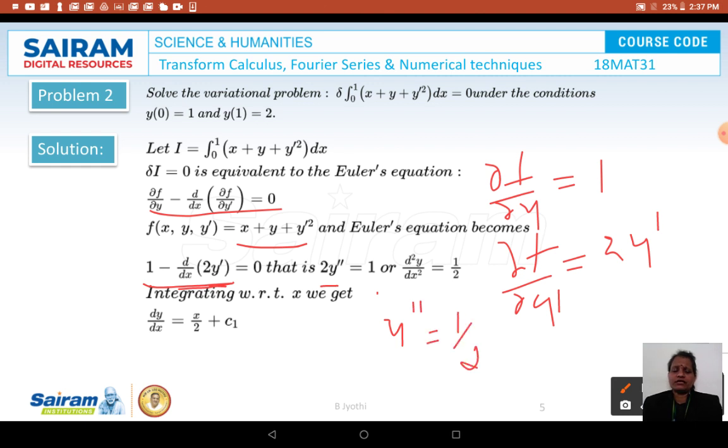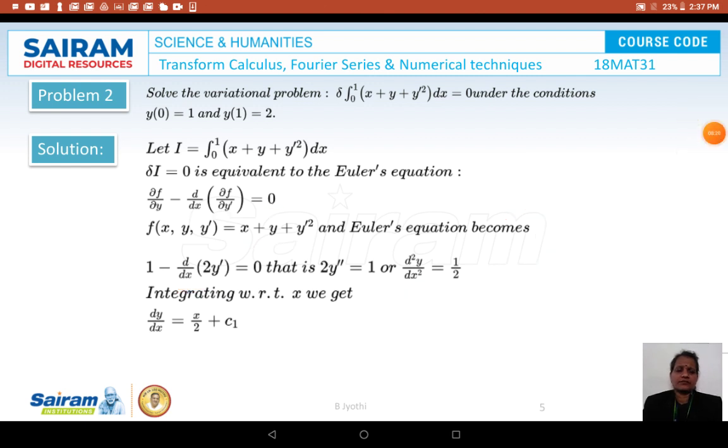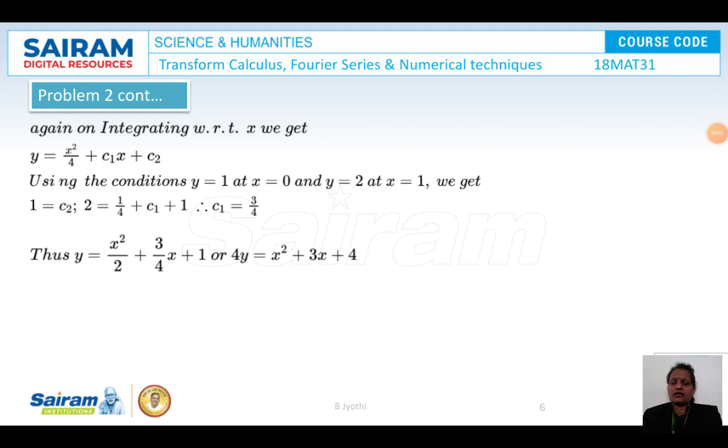But we can write y double dash is d square y by dx square is equal to half. Now, in order to get the solution of this equation, we need to integrate this twice. So, first let us integrate with respect to x. We get dy by dx is equal to x by 2 plus the constant of integration, that is c1. Again, we will integrate this with respect to x. We get y is equal to x square by 4 plus c1x plus c2.